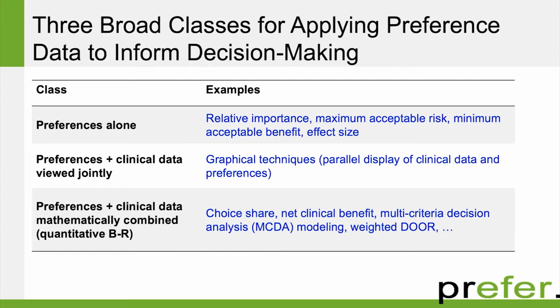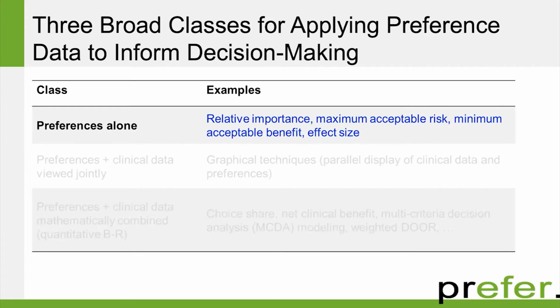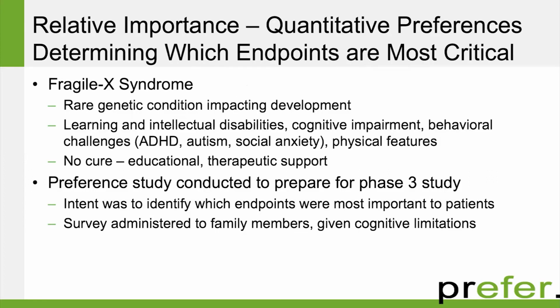And one example of each might be the relative importance of the attributes, which you get from the preference survey alone. The second is the graphical techniques, where you might look at preference and clinical data together. And the third might be a choice share. So next slide. We'll look at the preferences alone.